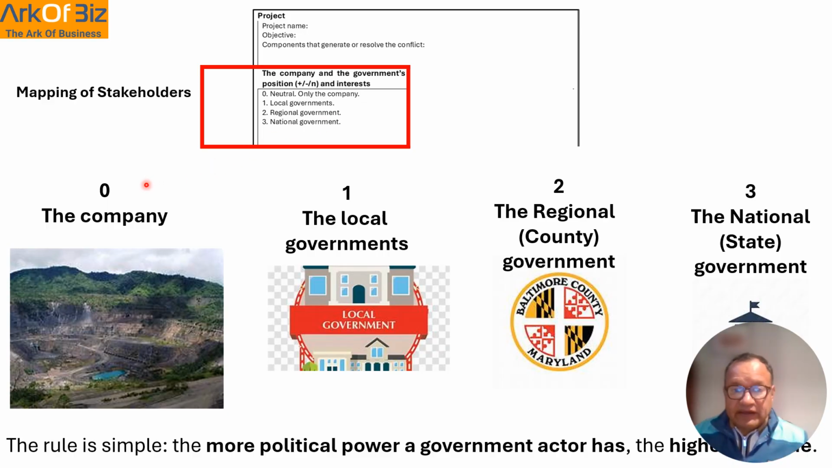Now, let's assign values to stakeholders. So in the government elements, according to these prompts, we use the following scales. The company itself is assigned a zero value. The local government or municipal government has a value of 1. The regional government, or county government in the case of other countries, has a value of 2. And the national government is assigned a value of 3. So here, the rule is simple. The more political power a government actor has, the higher its value.